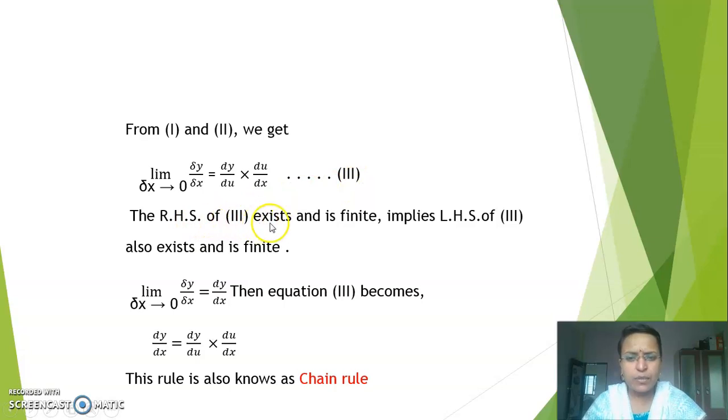Then RHS of 3 exists and is finite here because it is converted into total order derivative, and therefore RHS of 3 exists and is finite, implying equality. Since RHS exists, therefore LHS also exists, meaning the limit of delta y by delta x is dy by dx. Equation 3 becomes all these 3 terms converted into d, total order derivative, and this is our claim and hence proved. This rule is also known as the chain rule, and using the chain rule we solve the derivative of a composite function.